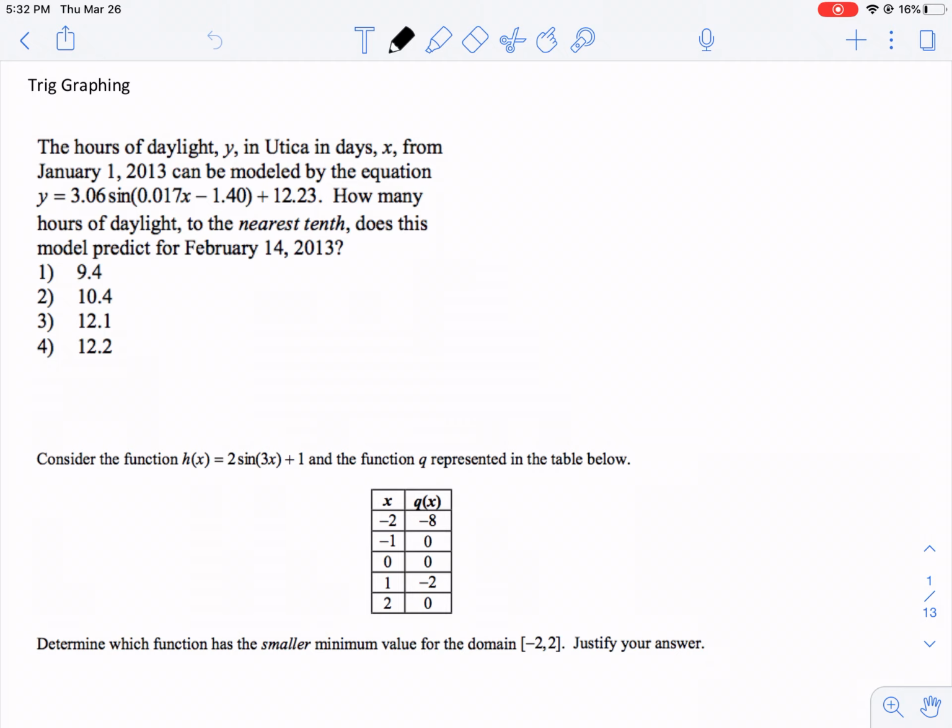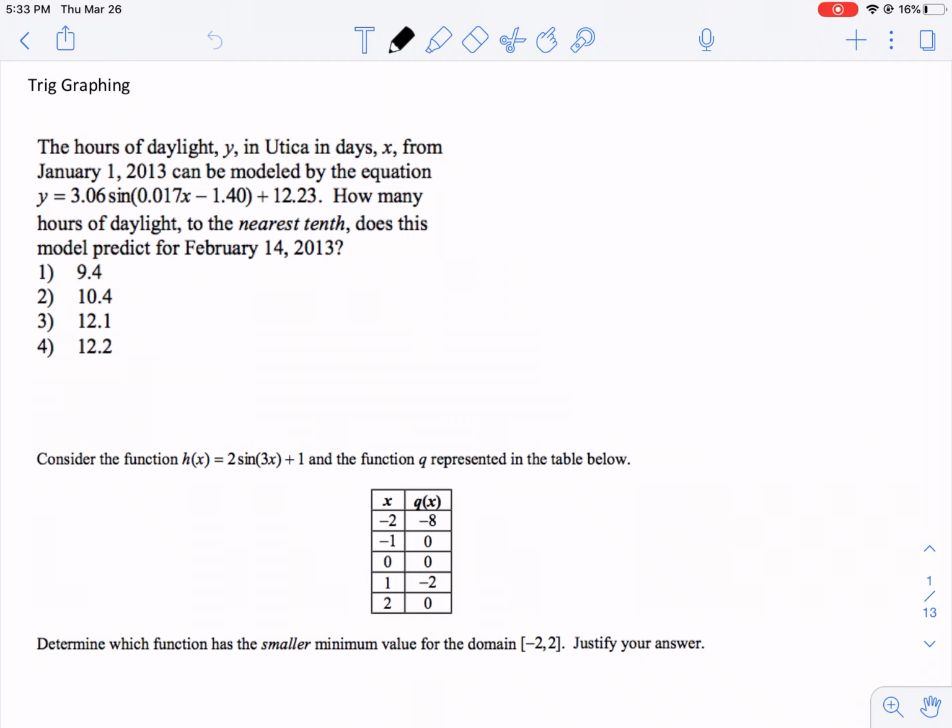Alright, the first one says the hours of daylight in Utica, Y, in days X from January 1st, 2013 can be modeled by that trig equation. How many hours of daylight, to the nearest tenth, does this model predict for February 14th? How many hours of daylight? So that sounds like a period. So the hours of daylight in X days. Okay, so what we've got to figure out is how many days we've had since January 1st.